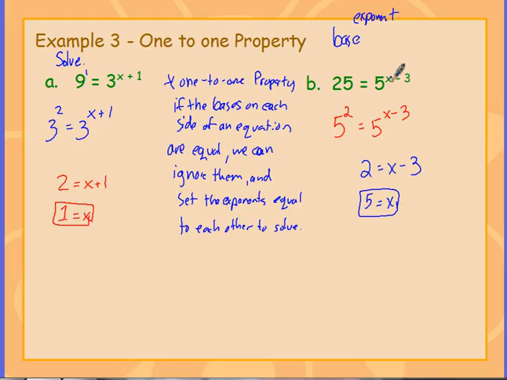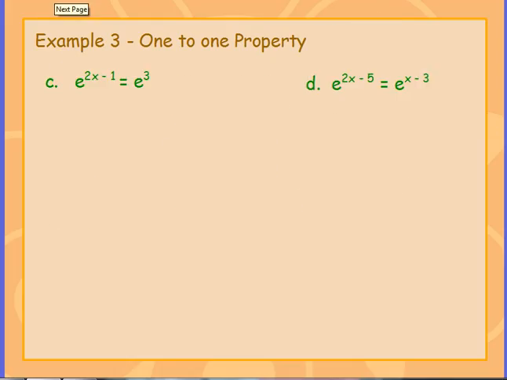And again, I could double check that. If I go back and plug in 5, 5 minus 3 is 2. 5 squared is equal to 25. Does everybody see how that works? Pretty simple. We get what we're doing? Let's try a couple more.